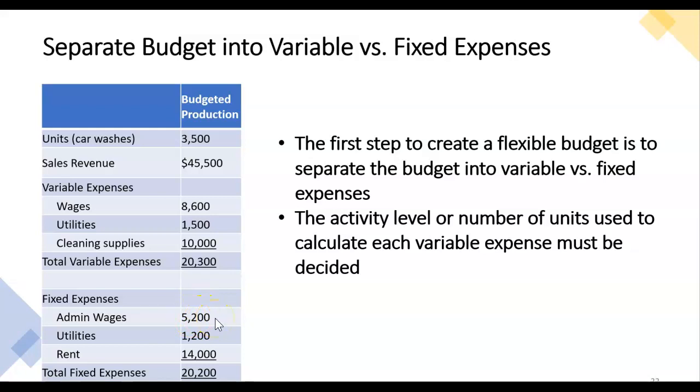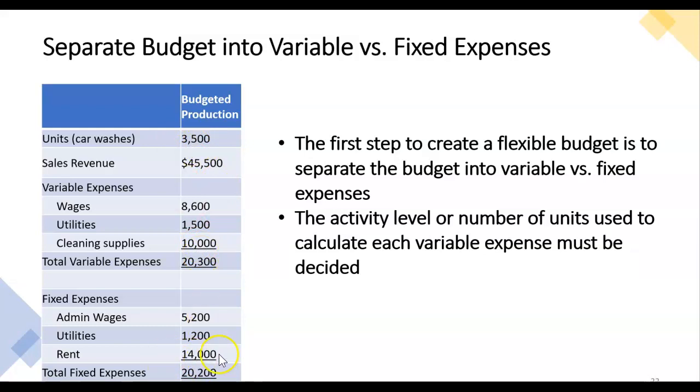If we did 0 car washes, we have to spend $5,200 in wages. If we did 5,000 car washes, we'd still be spending $5,200 in wages. So they've broken up a mixed cost here. Same with utilities. If you look at cleaning supplies, that's only a variable expense. So cleaning supplies, if we did not do any car washes, we would spend nothing in cleaning supplies. So our cleaning supplies are completely correlated to the number of car washes we do.